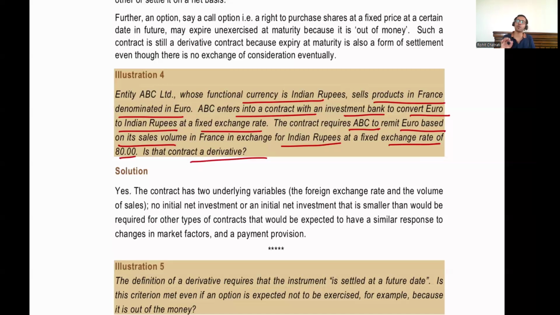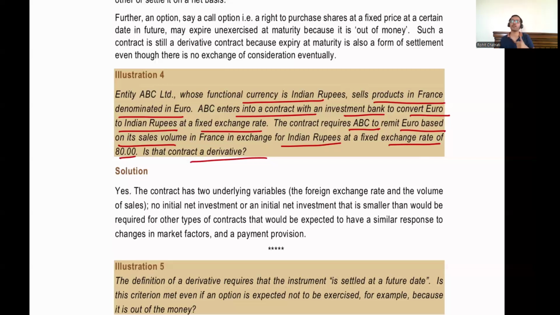It's entering into a forward contract with an investment bank where it is agreeing to sell 1 euro at a fixed price of INR 80. So basically, ABC will sell 1 euro and will receive 80 rupees. It is a forward contract to sell 1 euro at 80 rupees. The question is, is it a derivative contract? You have to evaluate whether the three conditions are getting satisfied.